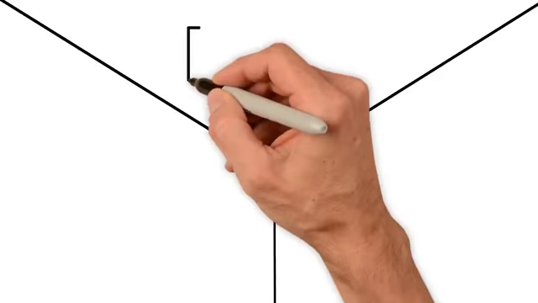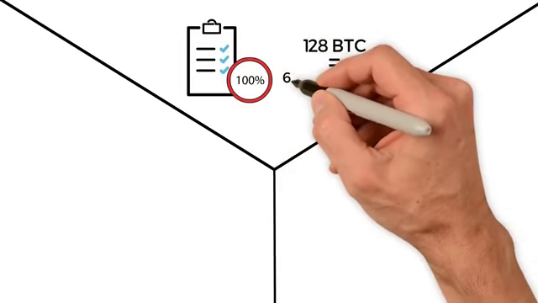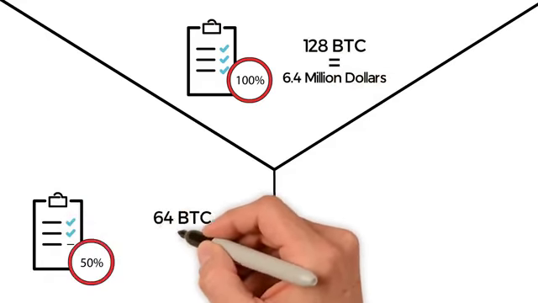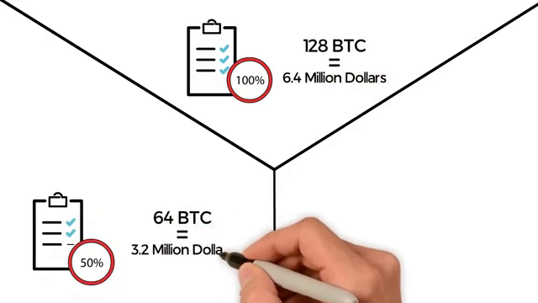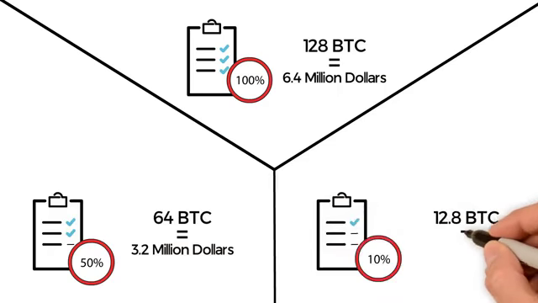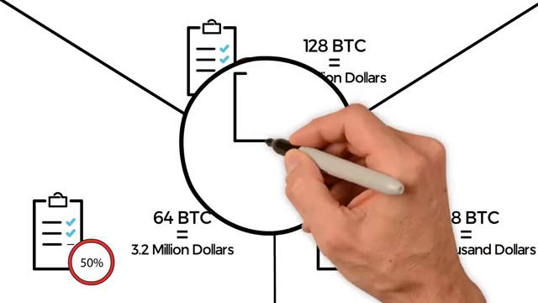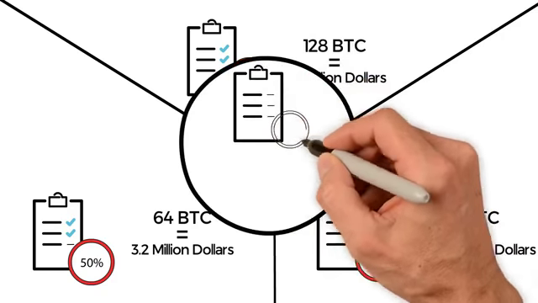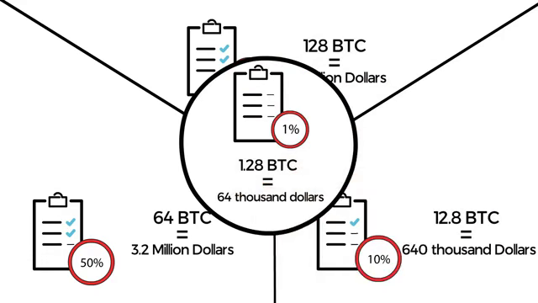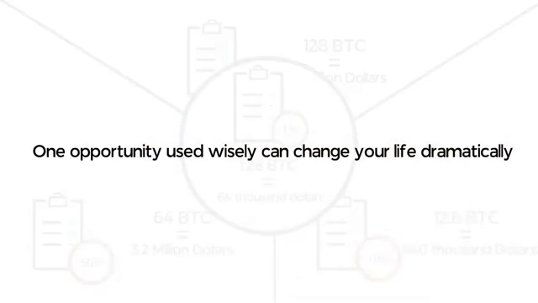So, here's the thing. If you complete 100% of the matrix, you earn 128 Bitcoin, which is equal to $6.4 million. If you complete 50% of the matrix, you earn 64 Bitcoins, which is equal to $3.2 million. If you complete 10% of the matrix, you earn 12.8 Bitcoins, which is equal to $640,000. And in the worst scenario, if you are just able to complete 1% of the matrix, you still earn 1.28 BTC, which equals $64,000. Rightly said, one opportunity used wisely can change your life dramatically.